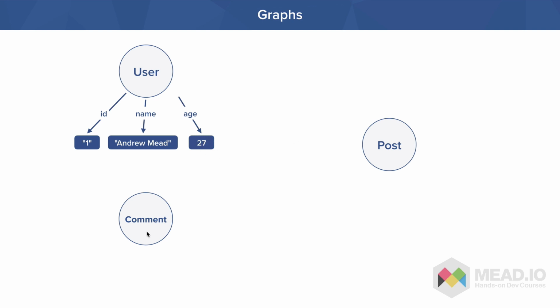Now, each type we create is going to have its own set of fields, so all users are going to have an ID, a name, and an age. All posts are going to have a completely different set of fields.